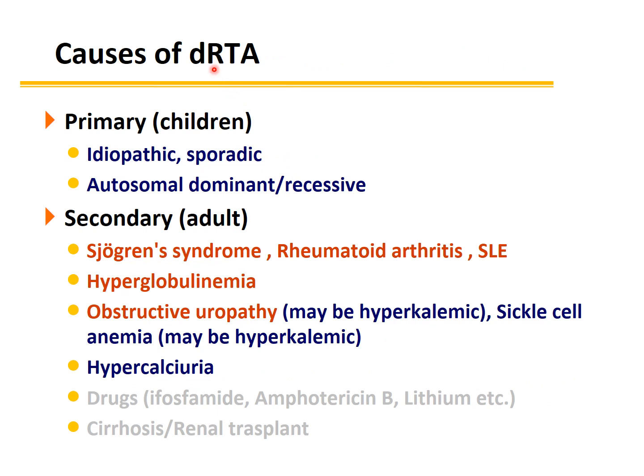Now, what can cause the distal renal tubular acidosis? In children, primary, idiopathic or sporadic, or autosomal dominant or recessively transmitted diseases. In adults, mostly Sjögren's syndrome, rheumatoid arthritis, that's an autoimmune disorder, SLE, hyperglobulinemia, obstructive uropathy, which may be hyperkalemic as well, sickle cell anemia, which can be hyperkalemic as well, or hypercalciuria. Some drugs and others are less common, but these are the very common disorders as listed here in the different colors.